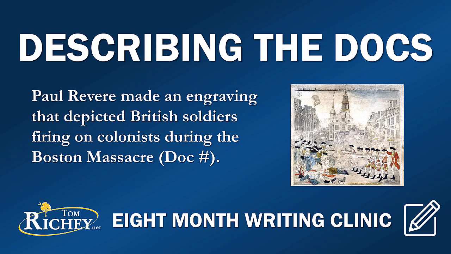So for example here, I could write, Paul Revere made an engraving that depicted British soldiers firing on colonists during the Boston Massacre. Then I would, of course, parenthetically cite the document number out of courtesy to the reader. Now, we see that the document's content has been described. There you go. Do that 3 times, you score a point.